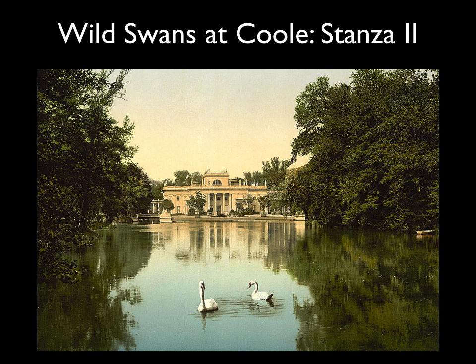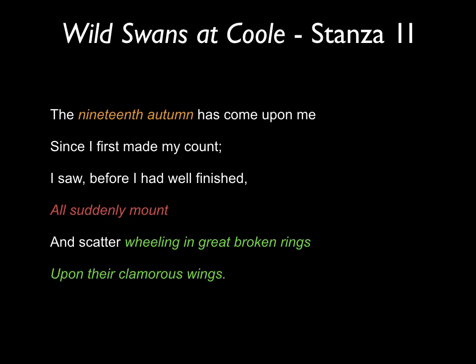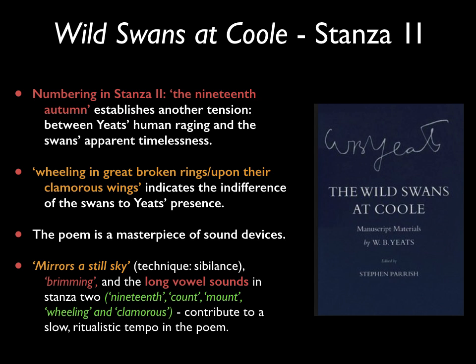Looking at stanza 2. The 19th autumn has come upon me since I first made my count. I saw, before I had well finished, all suddenly mount and scatter, wheeling in great broken rings upon their clamorous wings. Numbering in stanza 2, the 19th autumn establishes another tension between Yeats's human raging and the swan's apparent timelessness.